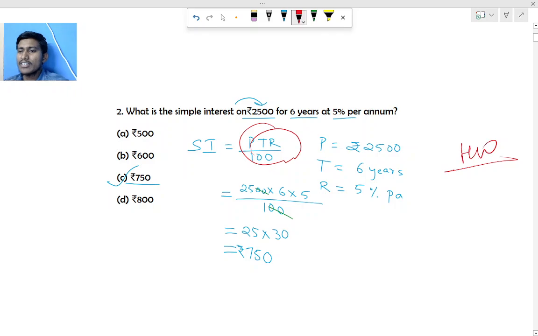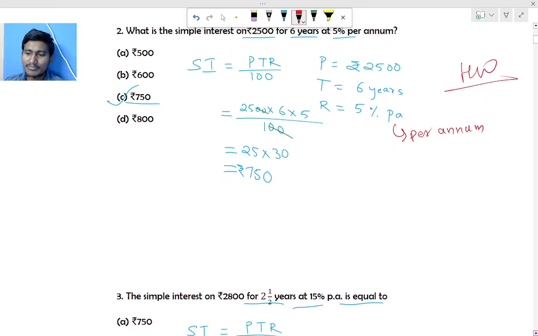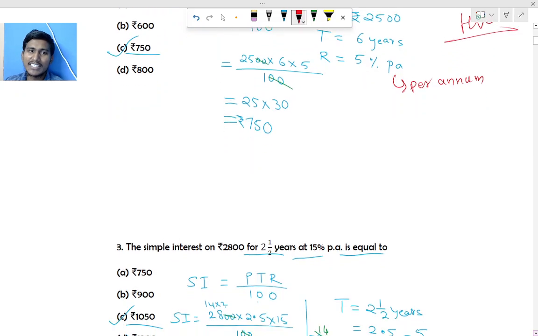So homework. The principal is how much? 2500. Time is for how many years? 6 years. Rate of interest is 5% per annum. PA means per annum. Here I have written PA, right? Annum means year. Okay na? So this will also be homework. Will you do it, everyone? Sir, I already wrote it. I got the answer, sir. Okay, good. So that is the answer, option C.